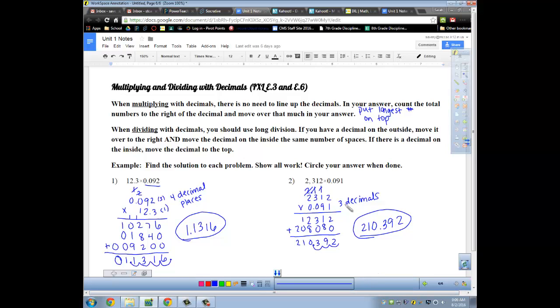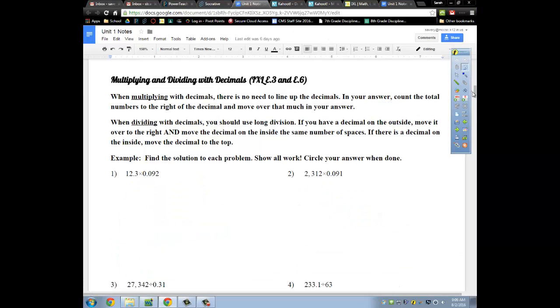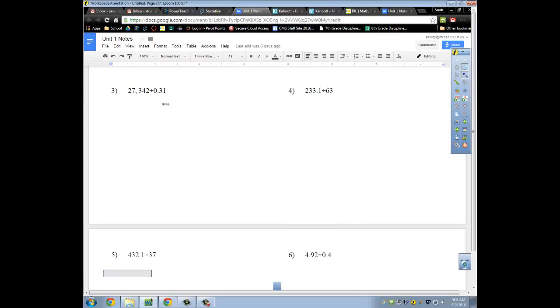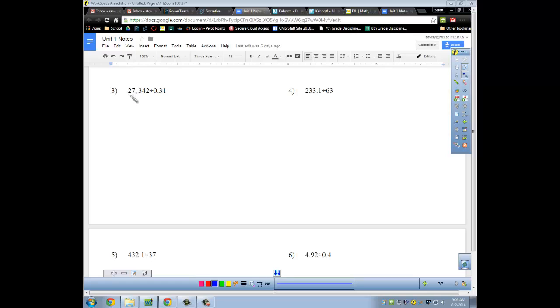Okay, we're going to move down to division. So we're going to use long division. So number 3, we always put the first number on the inside and the bottom number, or the second number, on the outside. And it's not going to let me write right there. Okay, that should be 0.31.